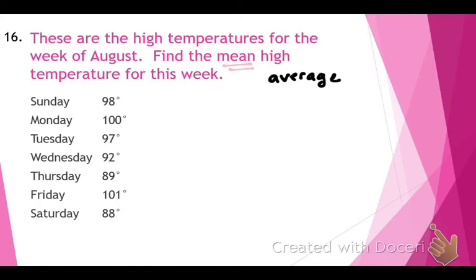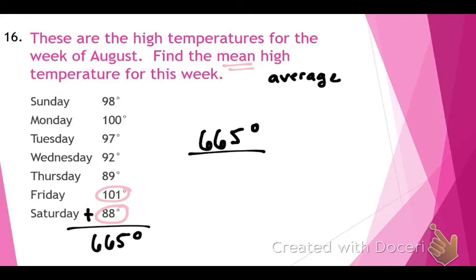Smallest? 88. What's the largest? 101. Your answer has to come in between those two. First things first, we have to add up all the numbers in the data set. When you added it up, what'd you get? 665. Okay, then you take that total and you divide it by?